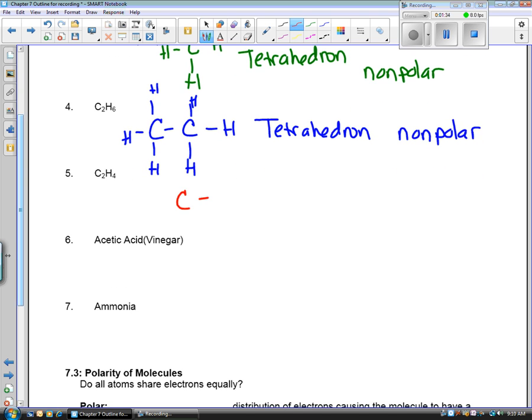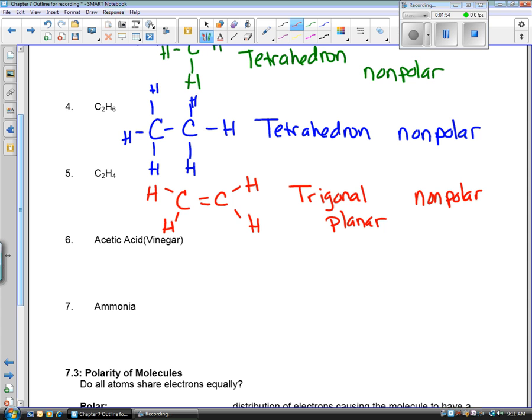C2H4. I'll choose any one of my carbons. It's bonded to 3 things and no extra electrons, so it's trigonal. And it's planar, because there's no extra electrons. It is also nonpolar. It's not lopsided, it's symmetrical all the way around.